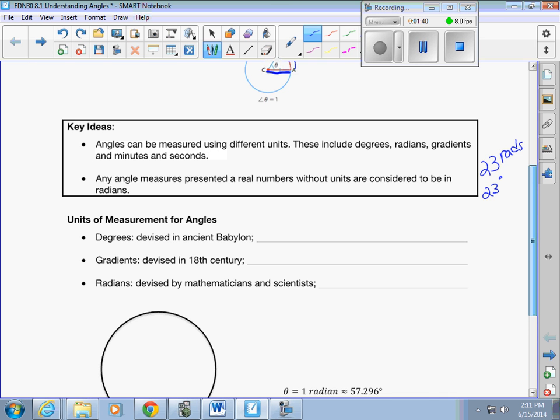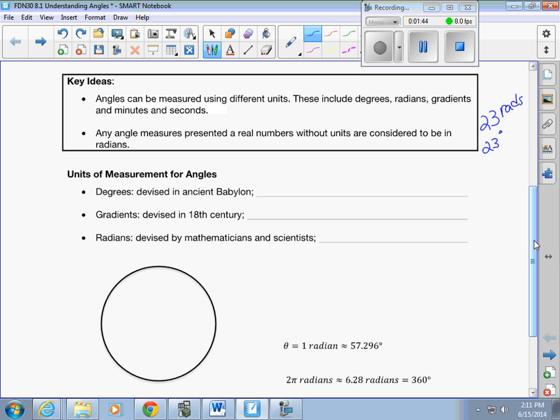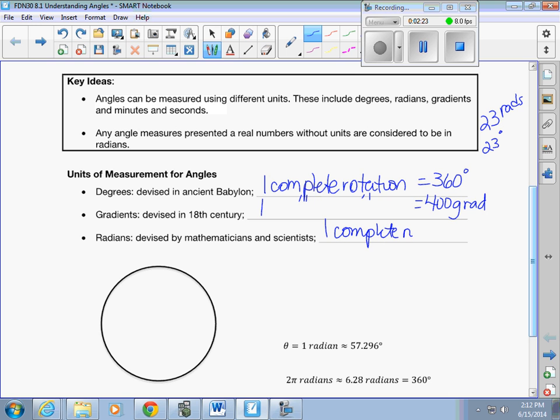So, units of measurement for angles. Degrees was devised in ancient Babylon, and one complete rotation requires 360 degrees. Gradients was devised in the 18th century, and that is where one complete rotation is equal to 400 gradients. On your calculators, you have that GRAD button or mode. That's what that's for. And then radians was devised by mathematicians and scientists, where one complete rotation is equal to 2 pi.